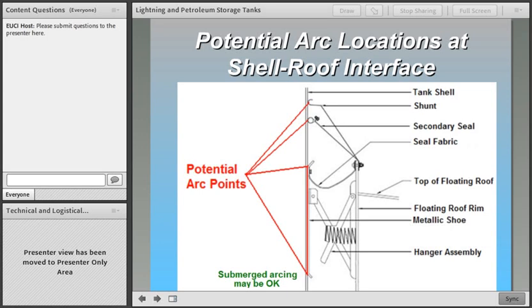then there would be no air present and no oxygen present, and therefore ignition would not occur. So it's okay if the arcing occurs below the surface of the liquid. It is definitely not okay if the arcing occurs above the surface of the liquid.